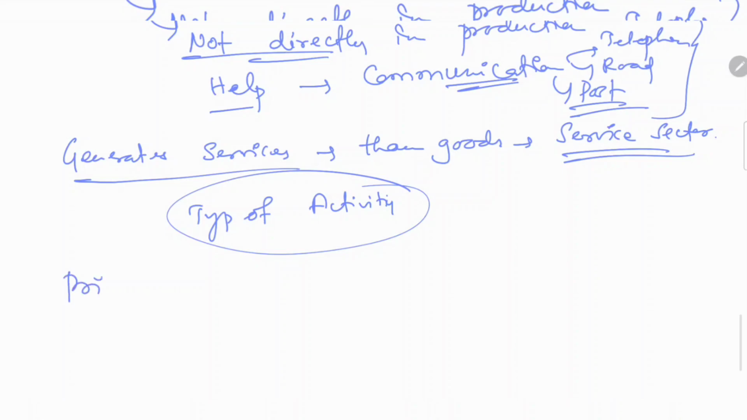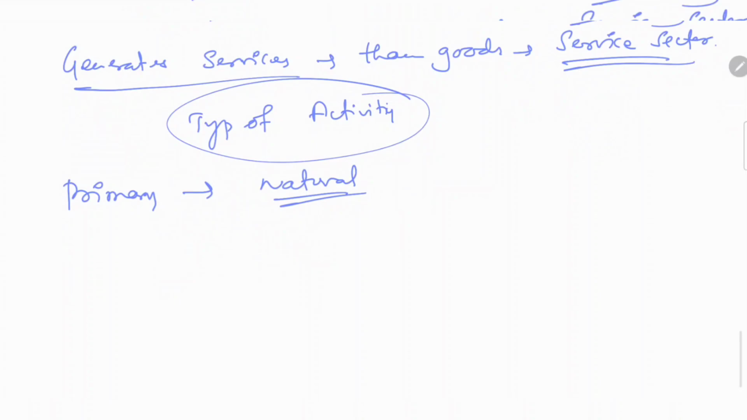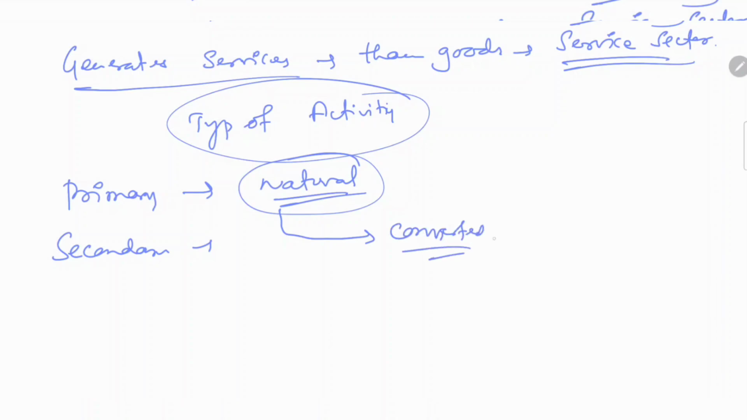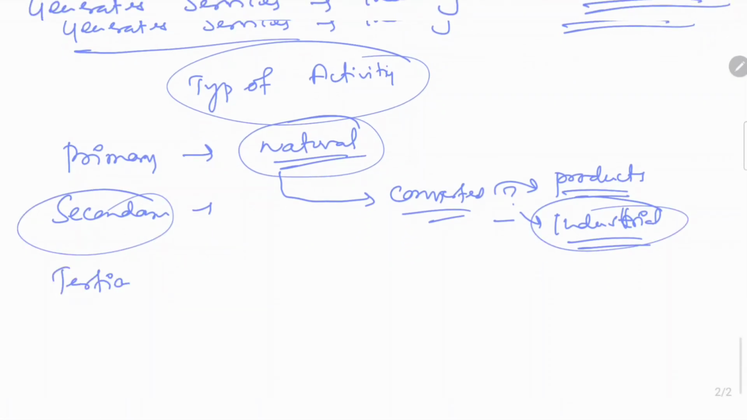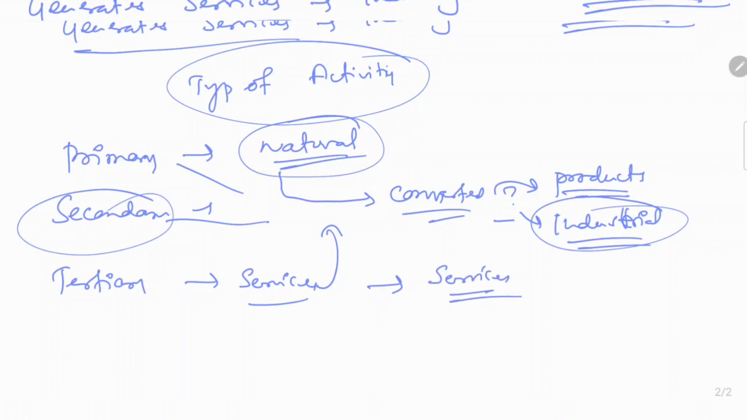Okay, so I told you, primary activity is one which is dependent mainly upon natural products, or natural resources, and secondary is the one where these natural products will be converted, or shaped into other products. How are these produced? That is by the use of industrial activities. So these are known as the secondary, or you can say industrial sector. And the third one is tertiary, where mainly the services are involved that help in the development of both the primary as well as the secondary sector, and this sector is also called the services sector.